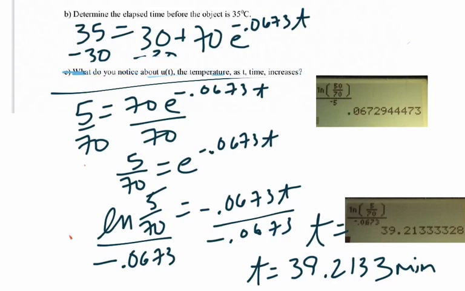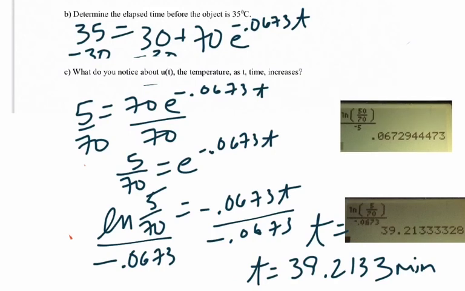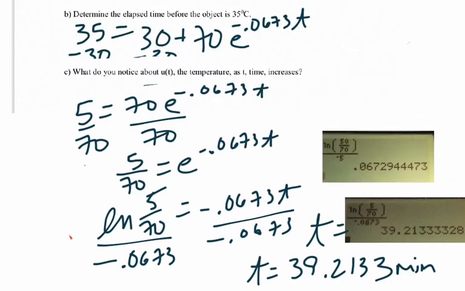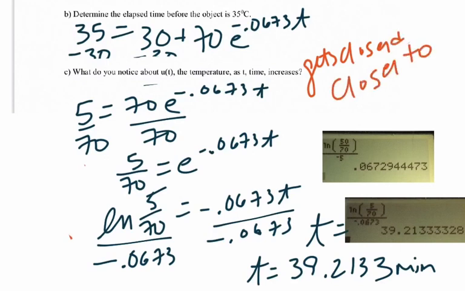And then the last part, part C, it says, what do you notice about U of t as the temperature as T increases? So what are you noticing as the temperature is increasing? It gets closer and closer to 30 degrees. Because ultimately it's taking on the room temperature. So that's the important part of this.